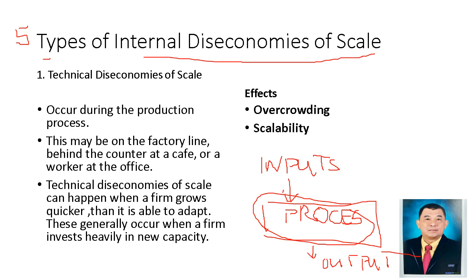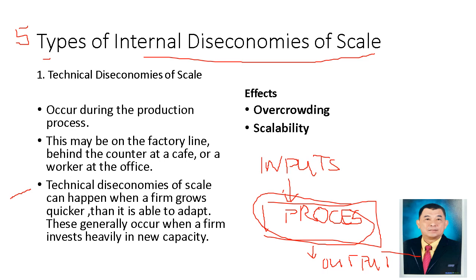This may be on the factory line, if it is manufacturing. In service-based businesses, it could be behind the counter at a cafe or a worker at the office. So technical diseconomies of scale can happen as the firm expands quicker than it is able to adjust or adapt. These generally occur when a firm invests heavily in new capacity. So that is technical diseconomies of scale.